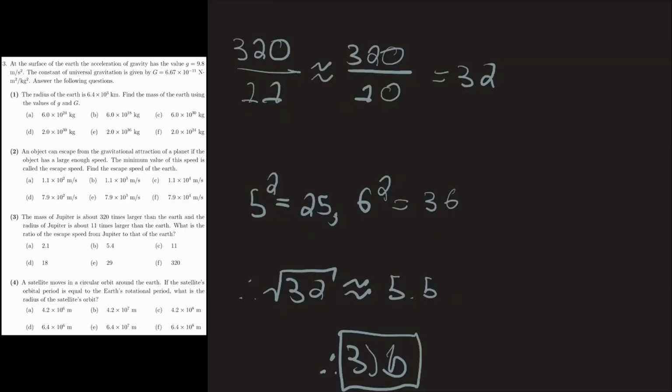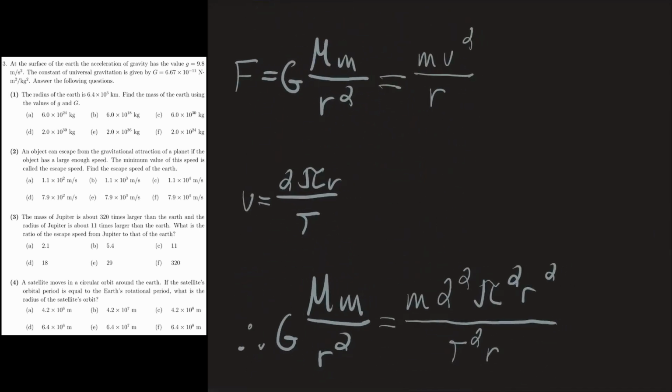And next is part 4, which says a satellite moves in a circular orbit around the Earth. If the satellite's orbital period is equal to the Earth's orbital period, what is the radius of the satellite's orbit? So if you study gravitational forces, then you may have already learned the exact formula that you would use for this problem. But just in case, I will show how to derive it from some more fundamental formulas, namely centripetal force and circular motion.